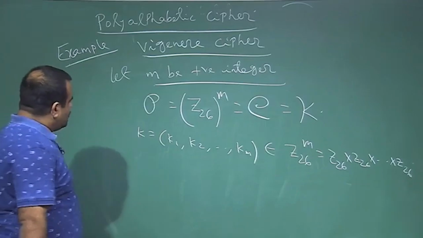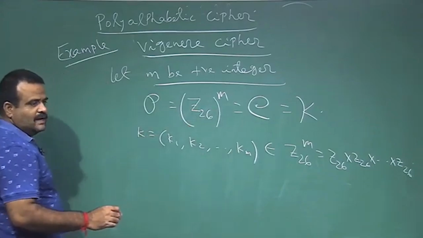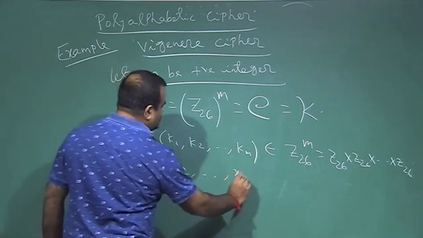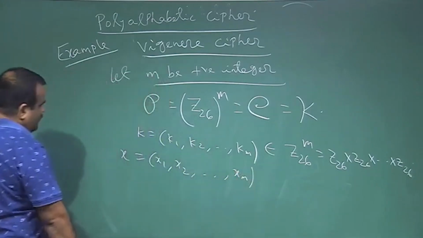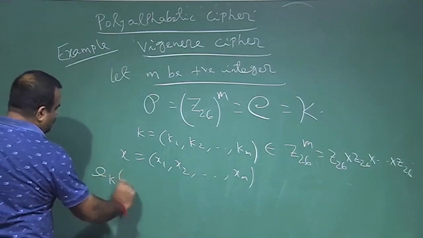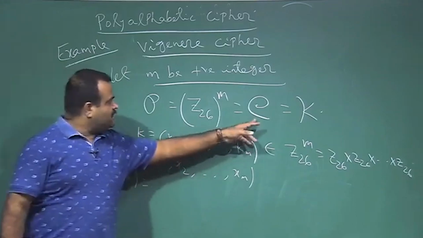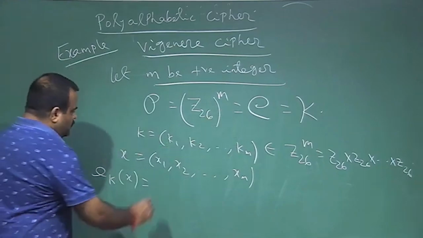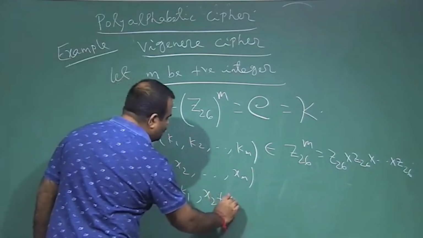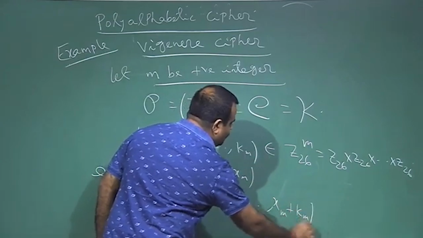Okay. So, this is the key. Now, the plain texts are also m bits. So, we take a plain text x, x1, x2, up to xm; it is also an m bit vector. Now, the encryption on this will also be m bits, because the ciphertext space is also m bits. It is basically bitwise: x1 plus k1, comma, x2 plus k2, comma, up to xm plus km.